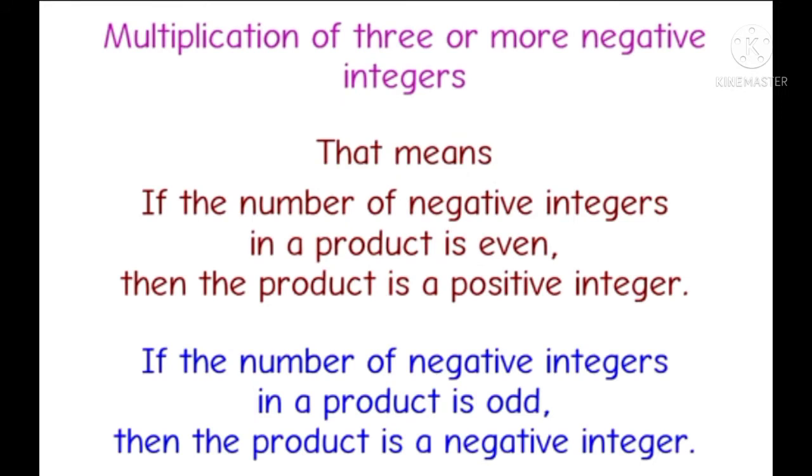Next one, multiplication of 3 or more negative integers. If the number of negative integers in a product is even, then the product is a positive integer. If the number of negative integers in a product is odd, then the product is a negative integer.